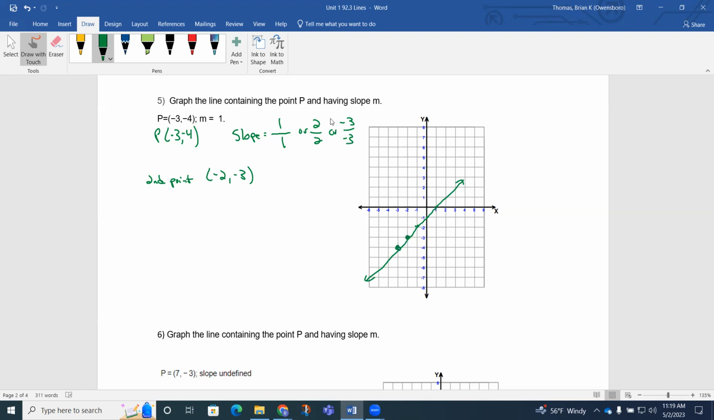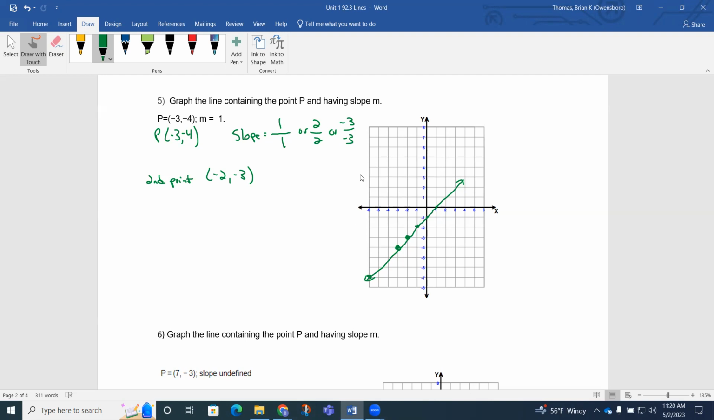Notice that if I rose up 2 and ran over 2, I should still be on the line. 1, 2, 1, 2, notice I'd be there. Or if I went down 3, left 3, from here, 1, 2, 3, 1, 2, 3, I would be actually over here on the line. So any slope that you use, as long as it represents 1, should represent a point on the line. So most commonly, we like to use whole number movements, but you can also move by fractions as well.